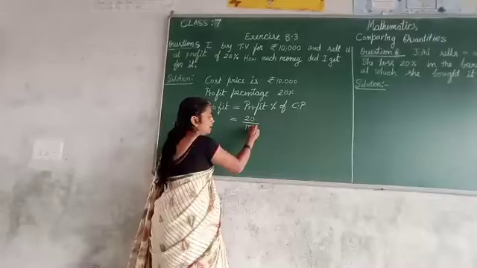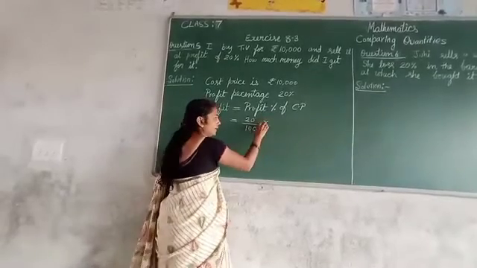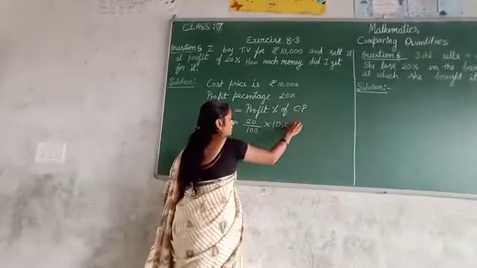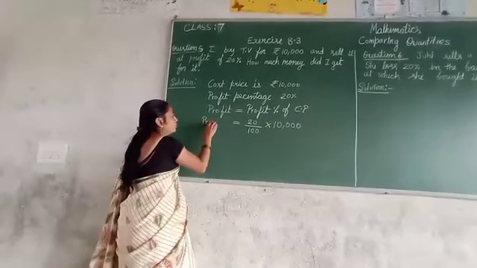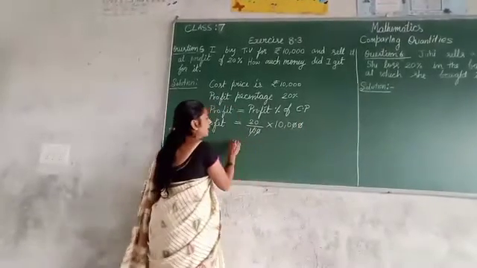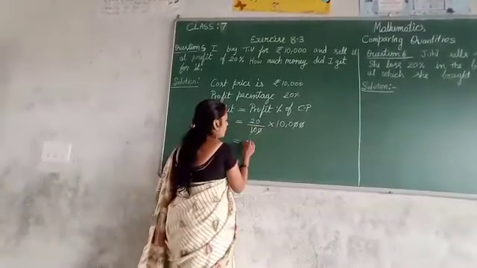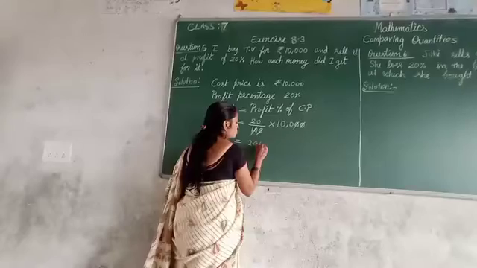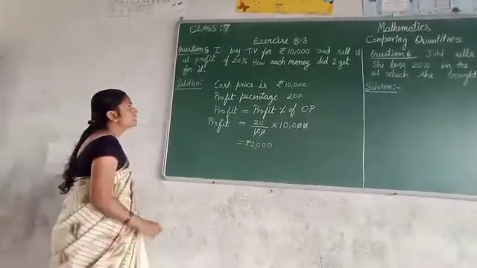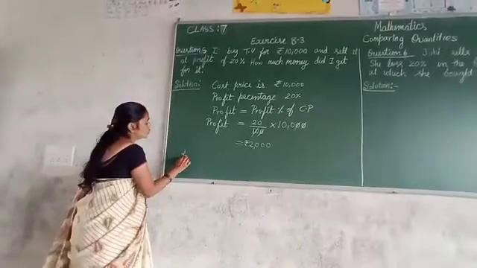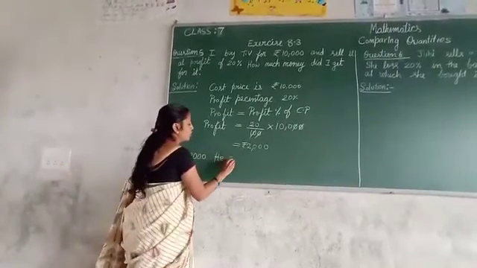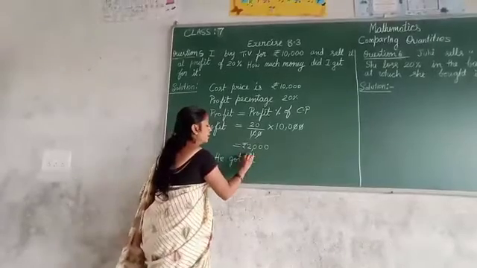20% means 20 per 100, where 'of' indicates multiplication, and 10,000 is the cost price. So you can easily find out the profit. The 0 got cancelled, and 2 ones are 2, then 000. So you have got 2,000. What is this 2,000? Rupees 2,000. So rupees 2,000 he got it.